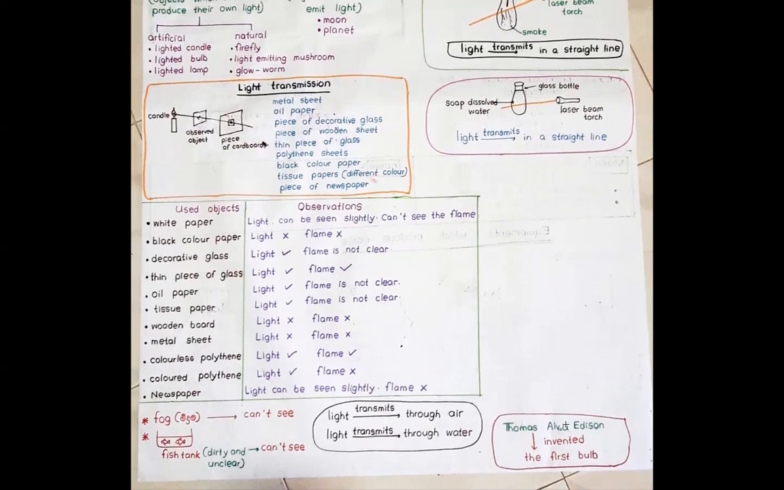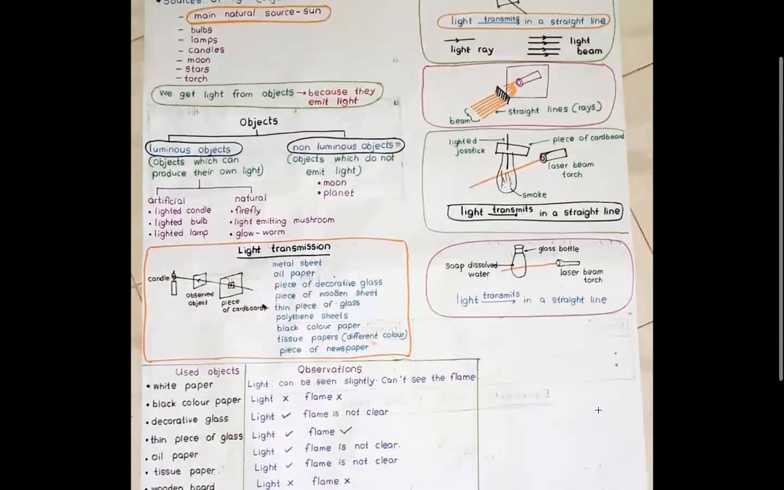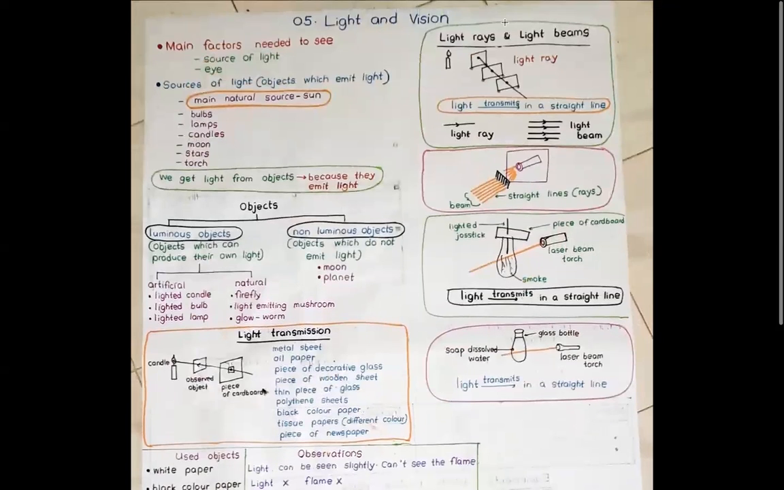Thomas Alva Edison. Thomas Alva Edison is the scientist who invented the first bulb. ඉස්සෙල්ලම bulb එක හොයාගත්තේ Thomas Alva Edison. Okay? Right. Then the next one is light rays and light beams. This is very easy once you get the idea.